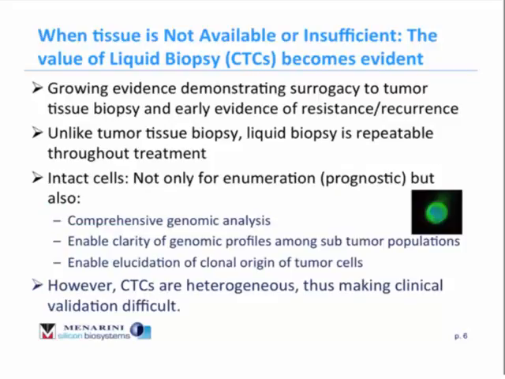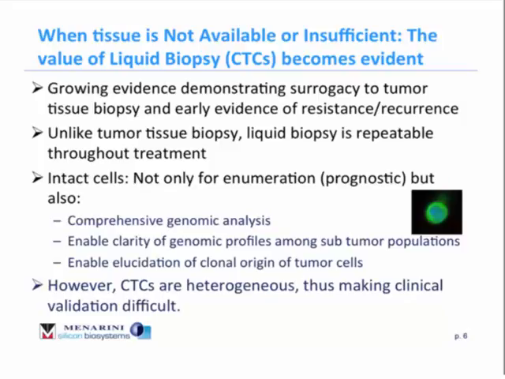And as a result, many turn to CTCs as an alternative, particularly when tissue is either inadequate or insufficient for that downstream analysis. Circulating tumor cells offer the advantage of being not only a surrogate for tissue biopsy, but also provide potentially a tool for early evidence or detection of resistance or recurrence of disease. Furthermore, unlike tissue biopsy, liquid biopsy in the form of CTCs is repeatable throughout the course of treatment, can be used not only for enumeration in terms of prognostic valuation, but also to determine the comprehensive genomic characteristics associated with those cells or tumor tissue.